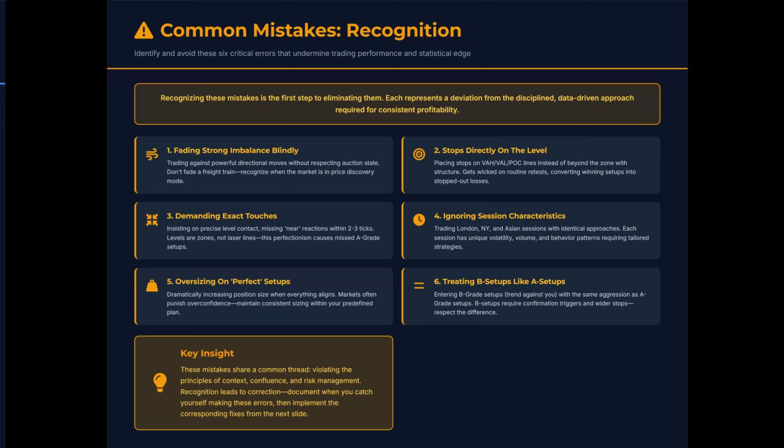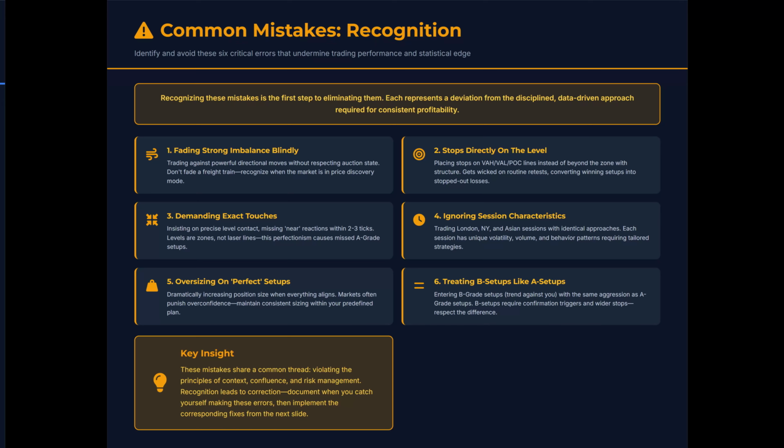Mistake number 2, stops directly on the level. This is placing stops on VAH, VAL, or POC lines instead of beyond the zone with structure. Levels are zones, not laser lines. Stops placed directly on the level get wicked on routine retests, converting winning setups into stopped-out losses. Always place stops beyond the level with structural room. Use the double tap test we covered earlier to ensure your stop has sufficient buffer.